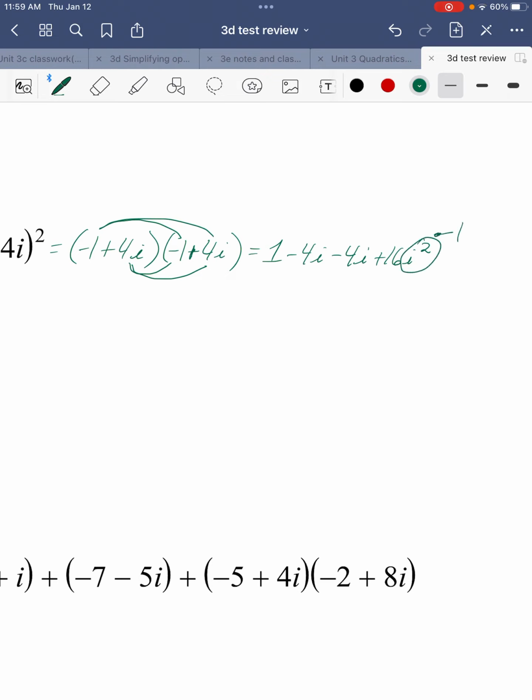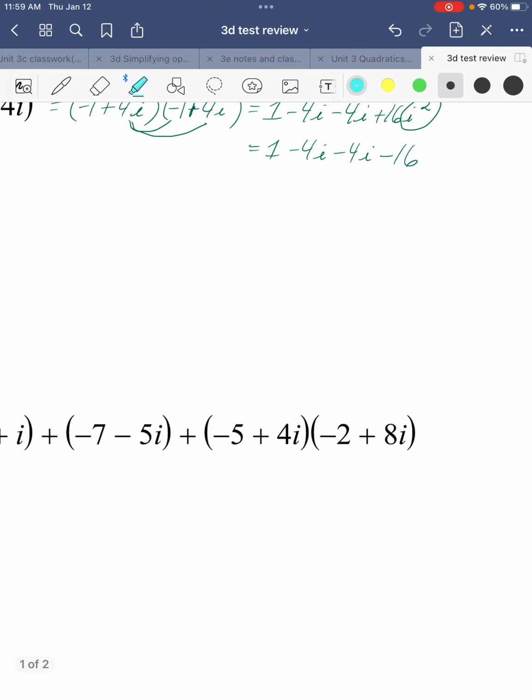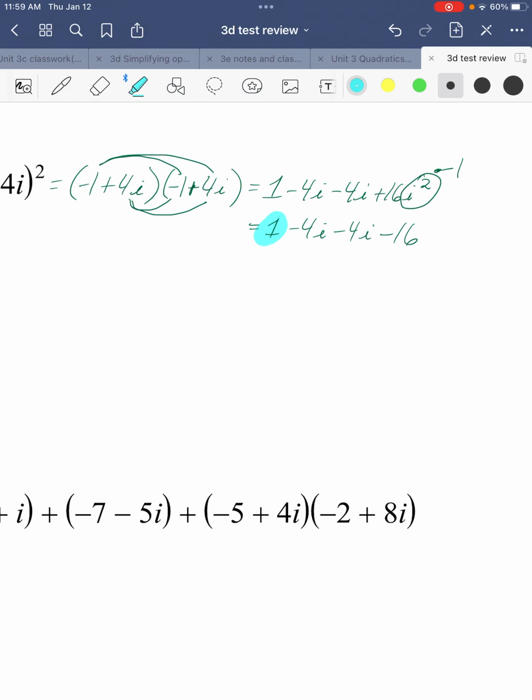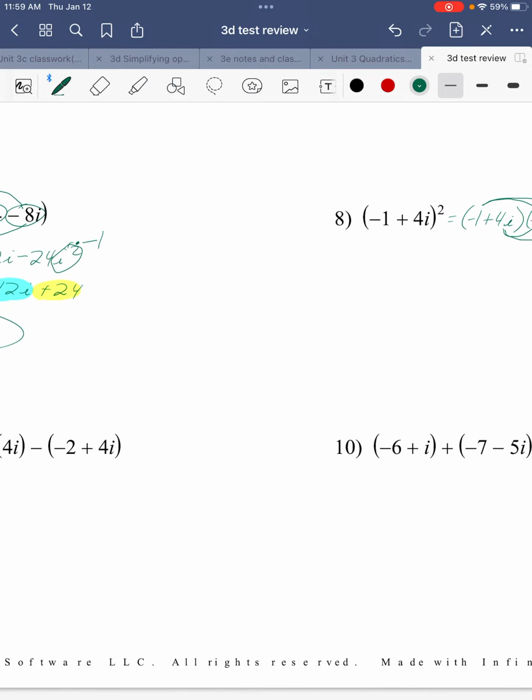I like to simplify my i squareds. I'm going to rewrite this as 1 minus 16i squared, and you can put like terms together if you want. I just don't like to do it until the end. 16 times negative 1 is negative 16. And then we have like terms of 1 minus 16 is negative 15. And negative 4i minus 4i is a negative 8i.